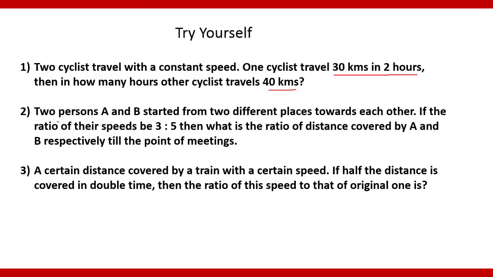Second question is, 2 persons A and B started from 2 different places towards each other. If the ratio of their speeds is 3:5, then what is the ratio of the distance covered by A and B respectively till the point of meeting? A certain distance is covered by a train with a certain speed. If half the distance is covered in double time, then the ratio of this speed to that of the original one is what?